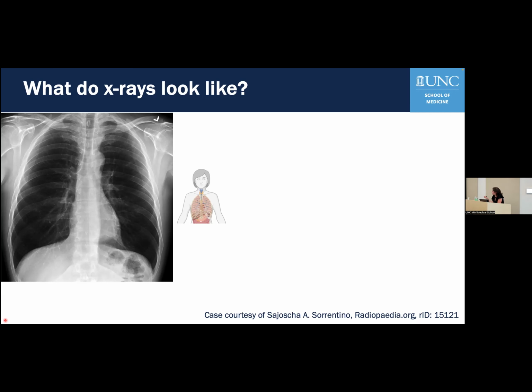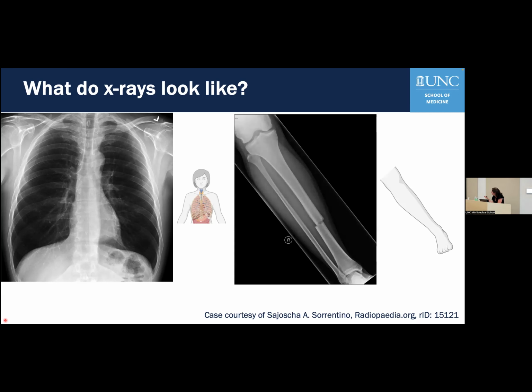We can also use X-rays for things like your leg. You might have seen this in TV or movies, or maybe you've broken a bone before and you've seen your own X-ray. X-rays are really great for looking at something like a bone. You can really easily visualize a break like this. This is just a picture of how this leg is oriented in this picture here.